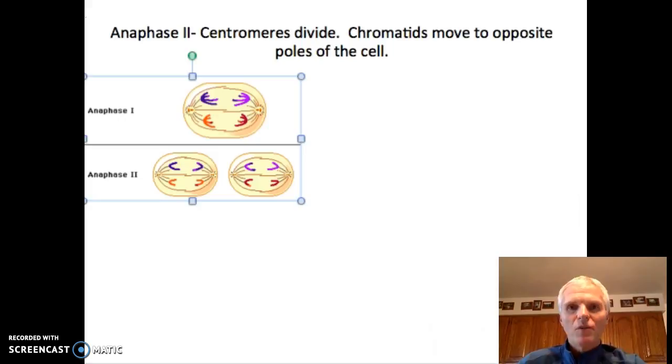This is anaphase 2. If you look at anaphase 1 in the top diagram, notice that the chromosomes went to opposite sides of the cell, but the centromeres did not break, so they're both double-stranded chromosomes. But in anaphase 2 now, the centromeres do break, and so the chromatids separate at the centromere, and each chromatid goes to the opposite side of the cell. And so now, if you can visualize, we have 4 single-stranded chromosomes in each cell.